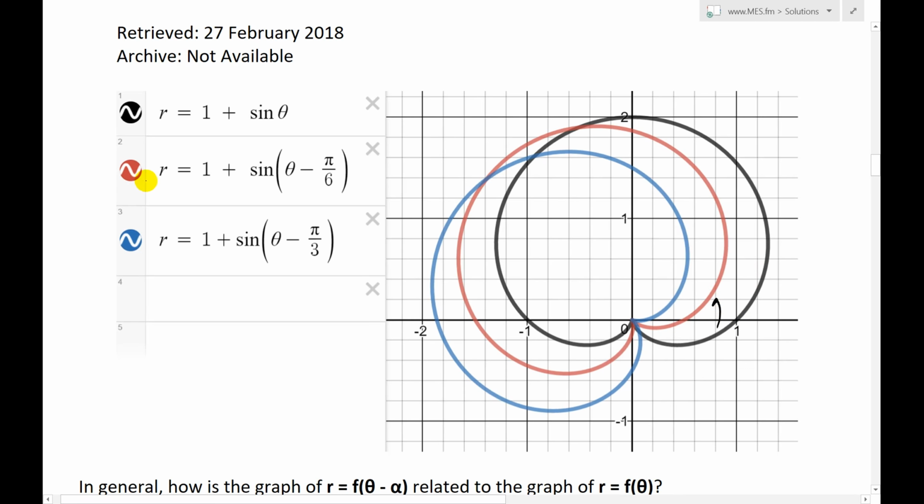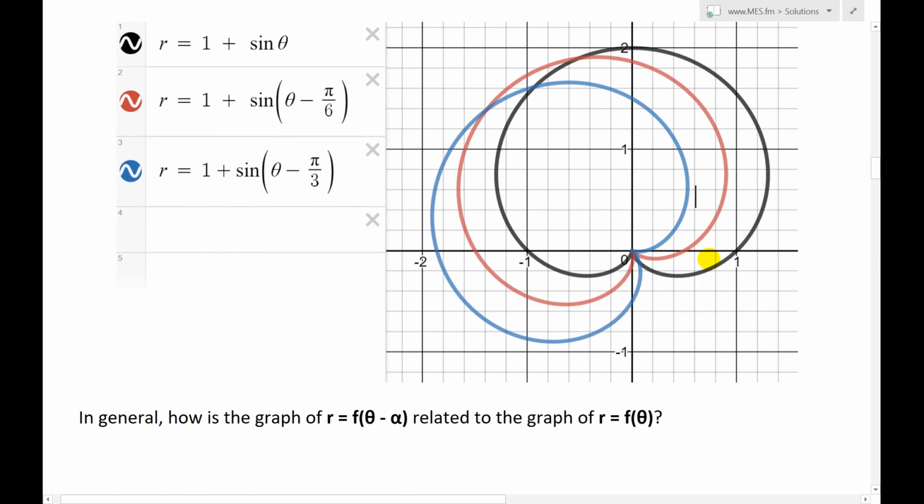Now we have in red r equals 1 plus sine of theta minus pi over 6. So can you see the rotation? Then this one over here is getting rotated further out like that. So very, very fascinating stuff here. And in blue is 1 plus sine of theta minus pi over 3, and that one's rotated the most out there. So as you can see, it's rotated way out over here.